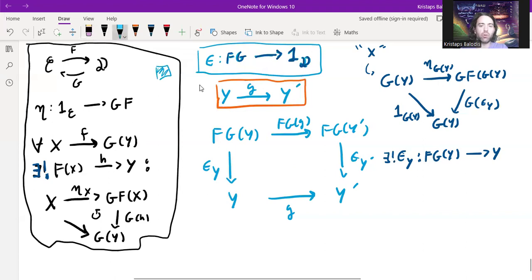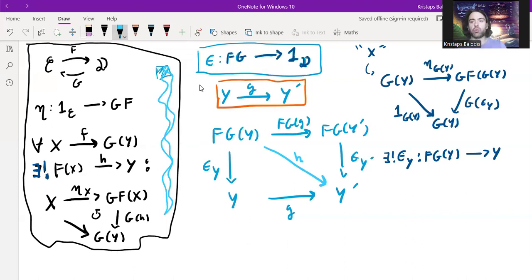Basically, what I'm going to do is construct a map H between these two things. So I'm just telling you the idea of a proof. I'm going to construct a map H between these two objects using eta, right? So in particular, I'll have some H with unique properties, making some triangle like this commute.